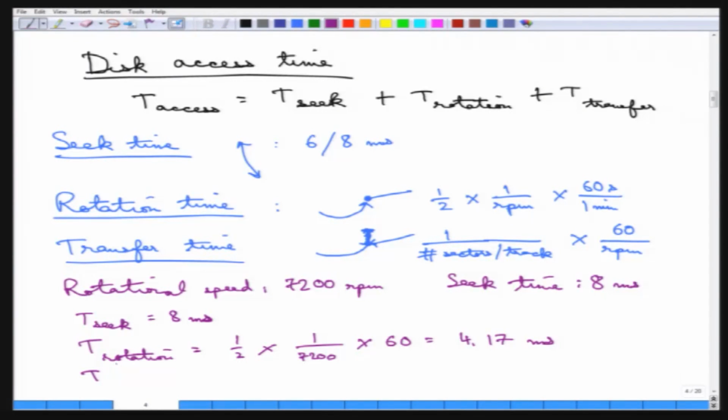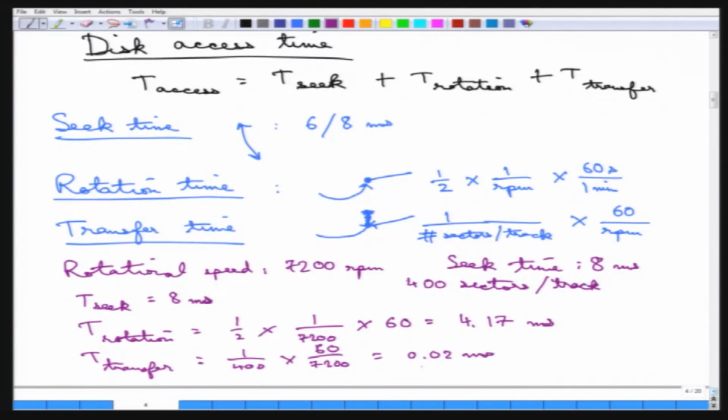And the T transfer, we can again compute similarly. Suppose there are 400 sectors per track. So this is 1 by 400 into 60 by 7200. So this comes out to be 0.02 milliseconds. If we add all this up together, we get a total time of 12.19 milliseconds. So that is the average time to read one sector from the disk.